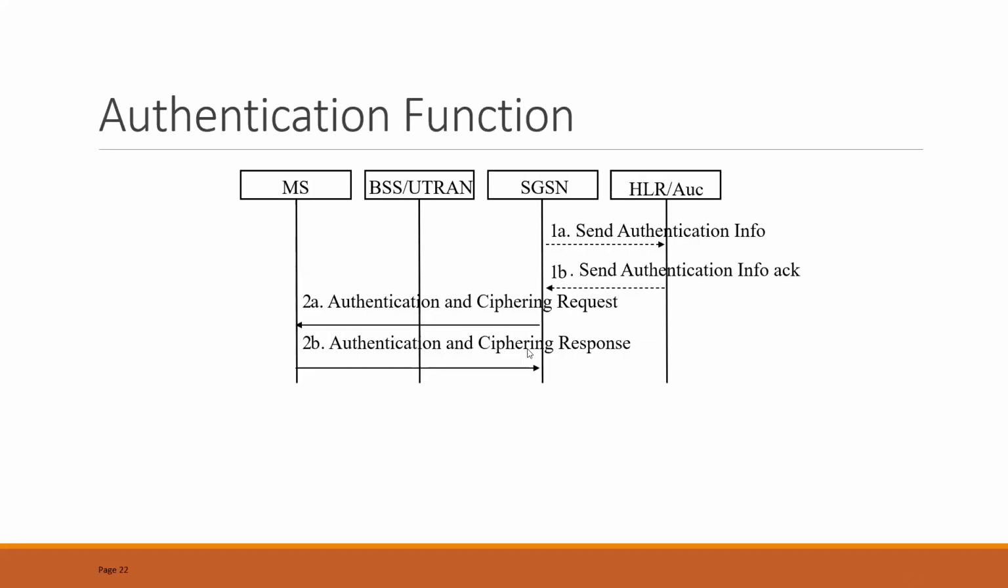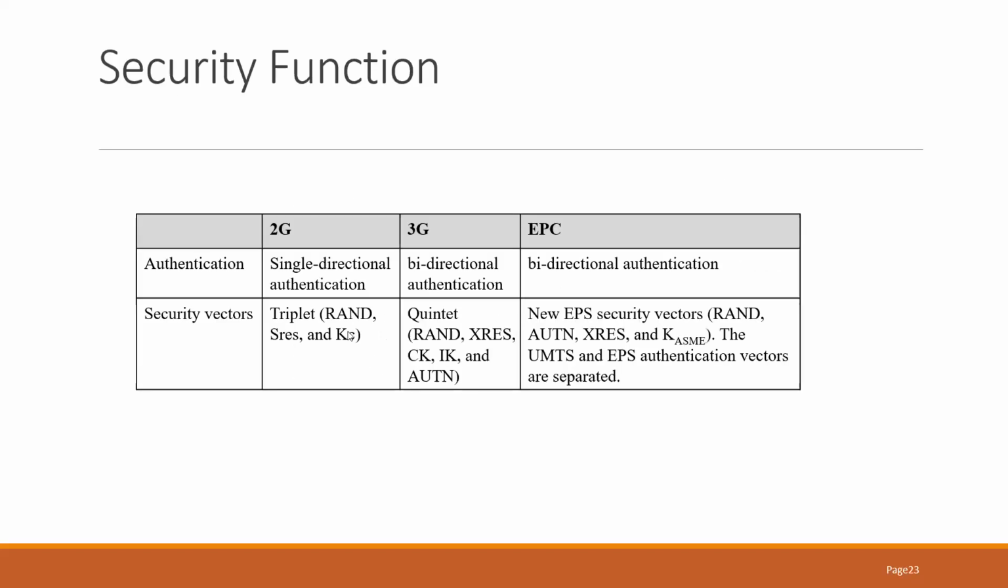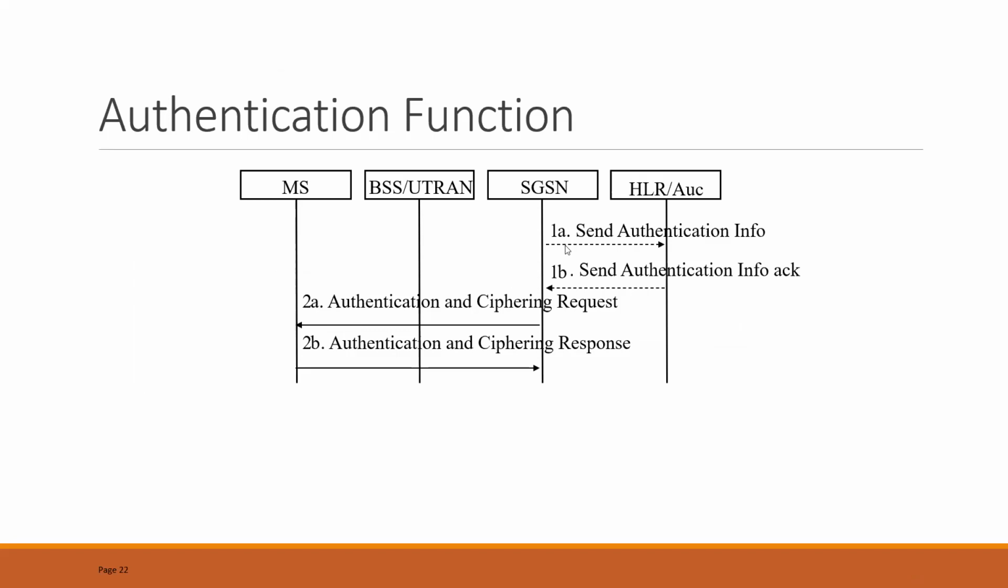Going into a little bit more detail. In this authentication and ciphering request, if you're talking about 2G, you send the random number and you send the KC, and the MSISDN computes the response and sends it back, and then that response is compared with your SRES that is received from the HLR.